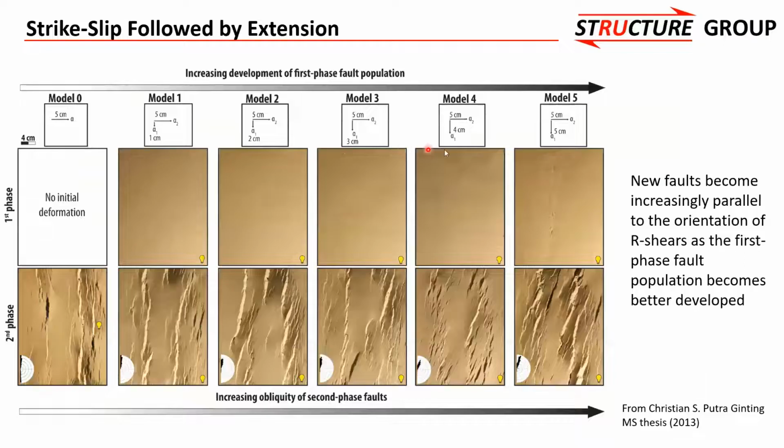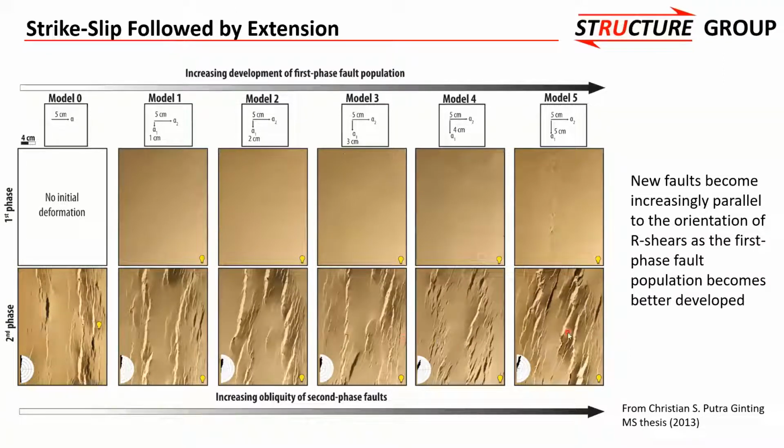So one nice example then of this deformation that was documented by Christian Putra was strike slip followed by extensional models. And in this case, he varied the amount of the first phase displacement, which then varied the magnitude of the first phase fault population. So very similar to my series 2 models. And what you can see then is that the first phase was the strike slip deformation. Second phase was then just pure dip slip deformation.